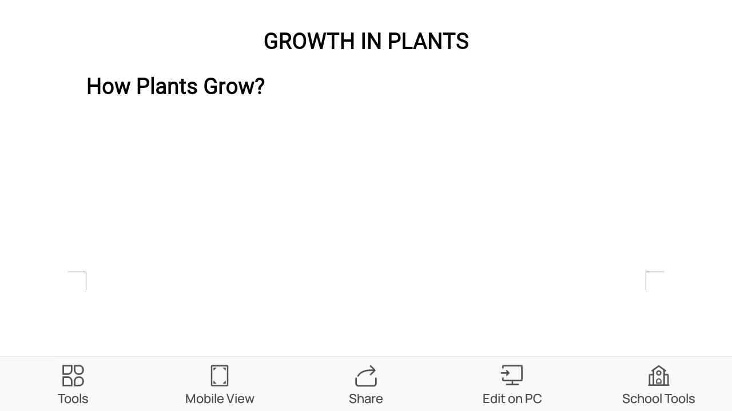Today we're considering another interesting topic titled growth in plants. Just like the way animals grow, plants also grow.